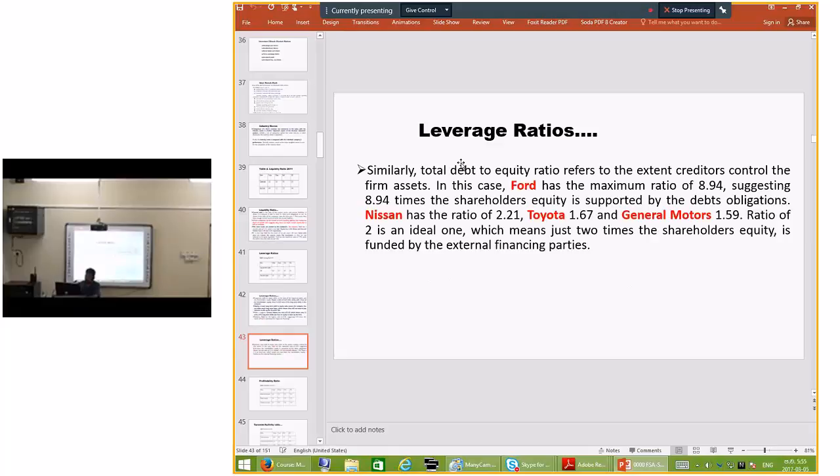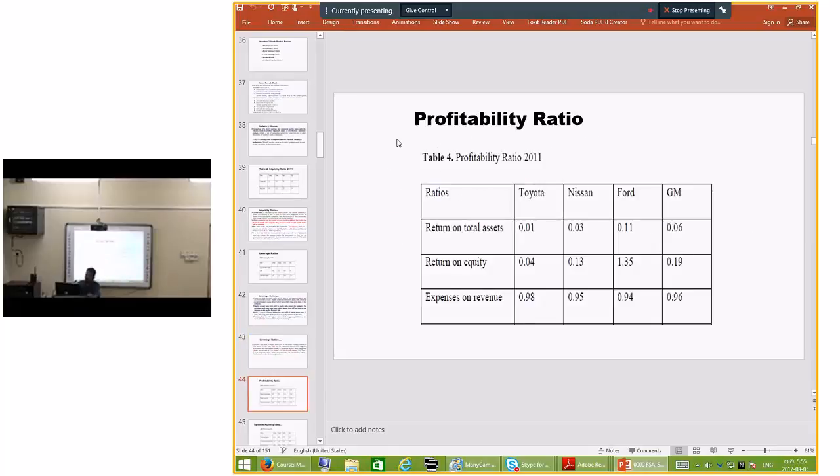Right, now you can see that analysis and interpretation part. Then if we move to the profitability, there are a number of ratios. Among them, these are major ratios. Return on total assets, 0.01, very less or insignificant value here. Return on total assets is 0.01, 0.02 for Nissan.